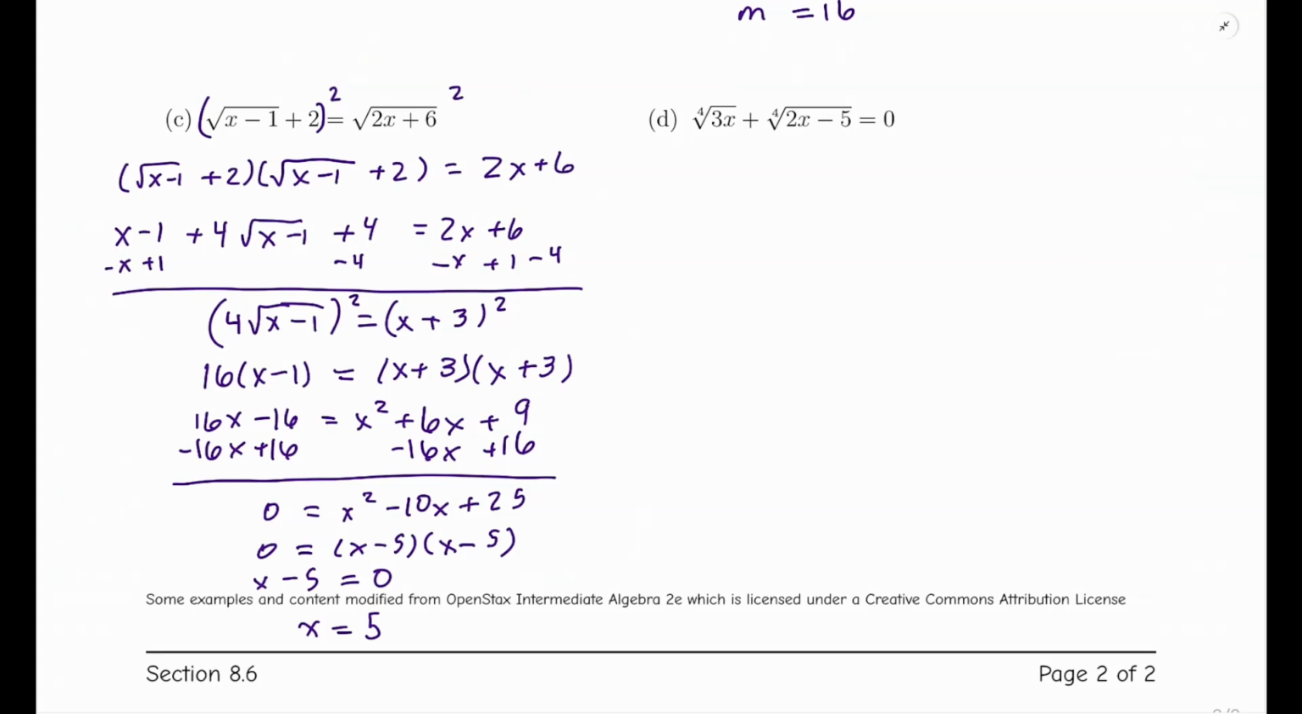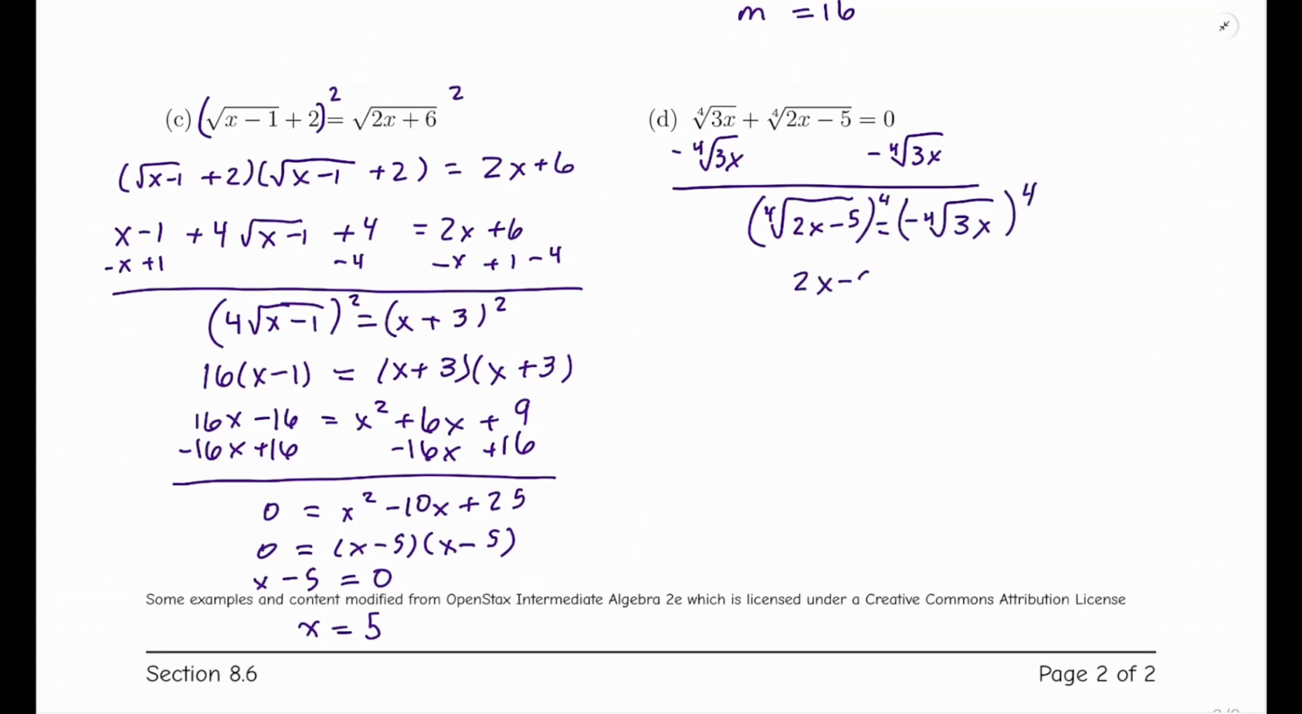Now I have the fourth root of 3x plus the fourth root of 2x minus 5 equals 0. So I'm going to subtract the fourth root of 3x from both sides. So that gives us the fourth root of 2x minus 5 equals negative fourth root of 3x. Raise each side to the fourth power. We get 2x minus 5 equal to 3x. Subtract 2x from both sides. You get negative 5 equals x.